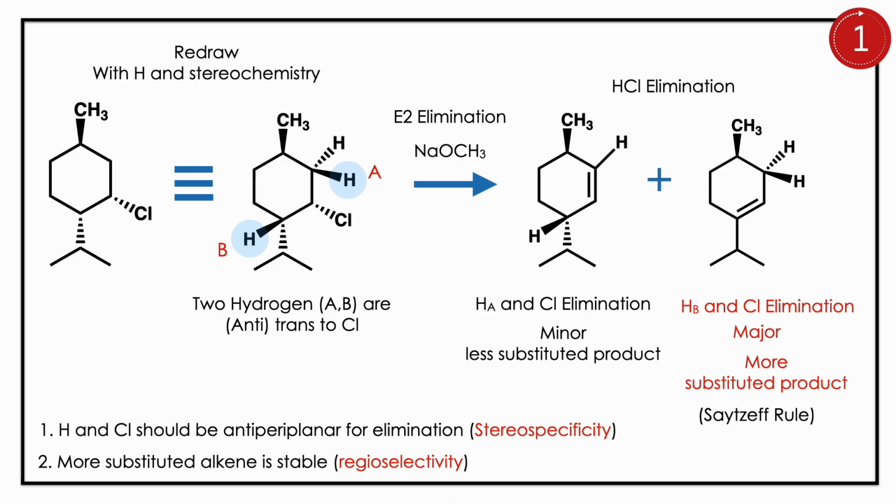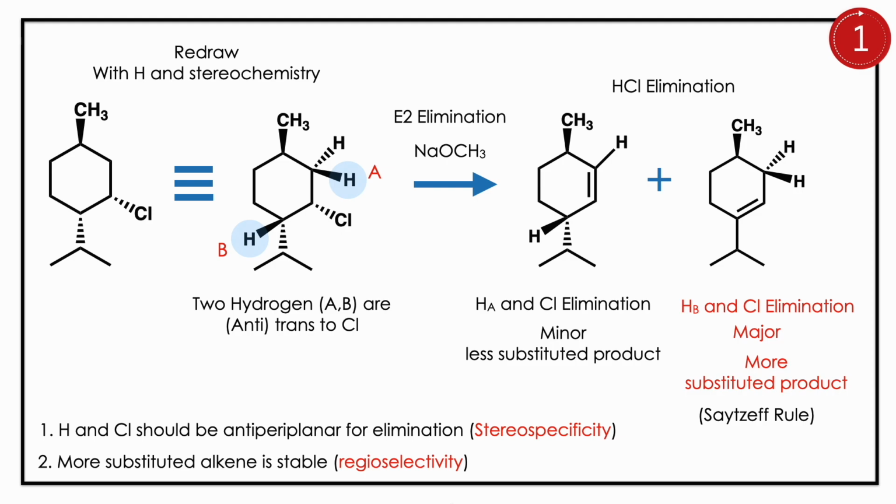Here you have a stereochemically specified product, but the real problem is hidden, so you have to redraw the structure with stereochemistry as well as hydrogen. So two hydrogens are there. You are using the base. Base promotes the elimination. Base can abstract hydrogen and cause elimination. But which hydrogen eliminates here?